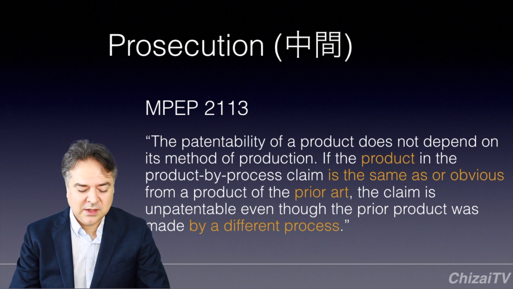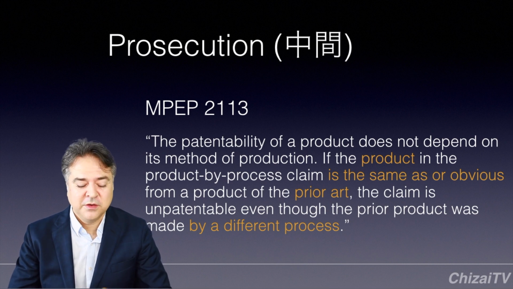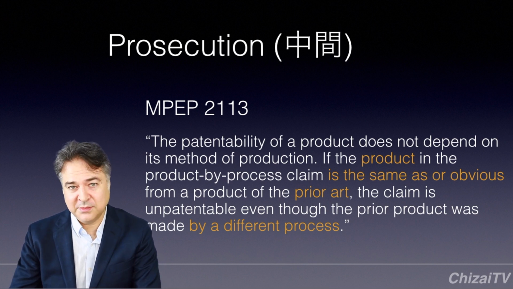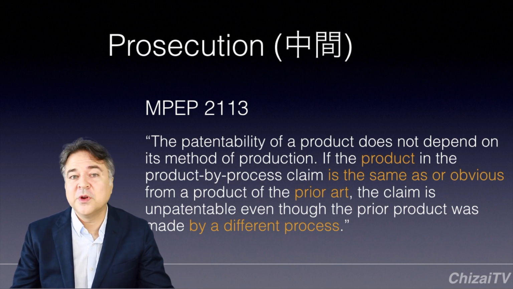So what does this mean? It means that a product by process claim will be more difficult to get a patent because it is easier for the examiner to reject your claim. The reason why it's easier is because the examiner can use prior art that is basically different from your claim. It's the same or very similar product or an obvious product made by a different process.